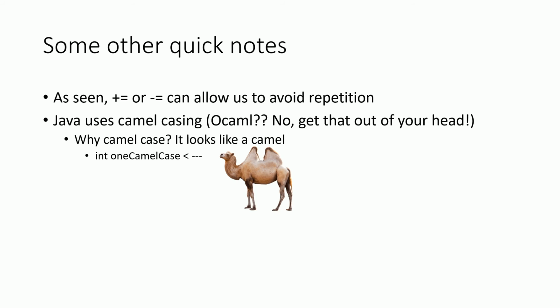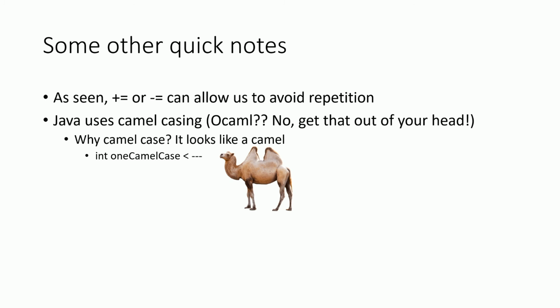So then some other quick notes to think about here. As we've seen, plus equals or minus equals can allow us to avoid repetition and saying the variable name over and over again. Because we have some big variable name like is the age of my son, well, hopefully you don't have a variable name that long, but if that is the variable name you have, you wouldn't want to write that twice, so plus equals and minus equals saves a little time there.